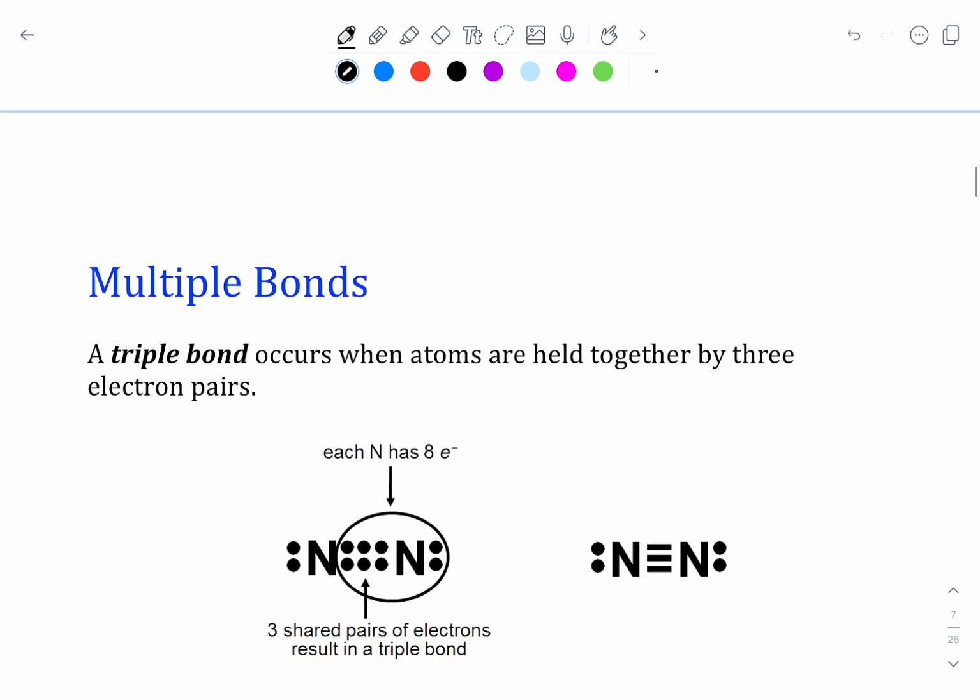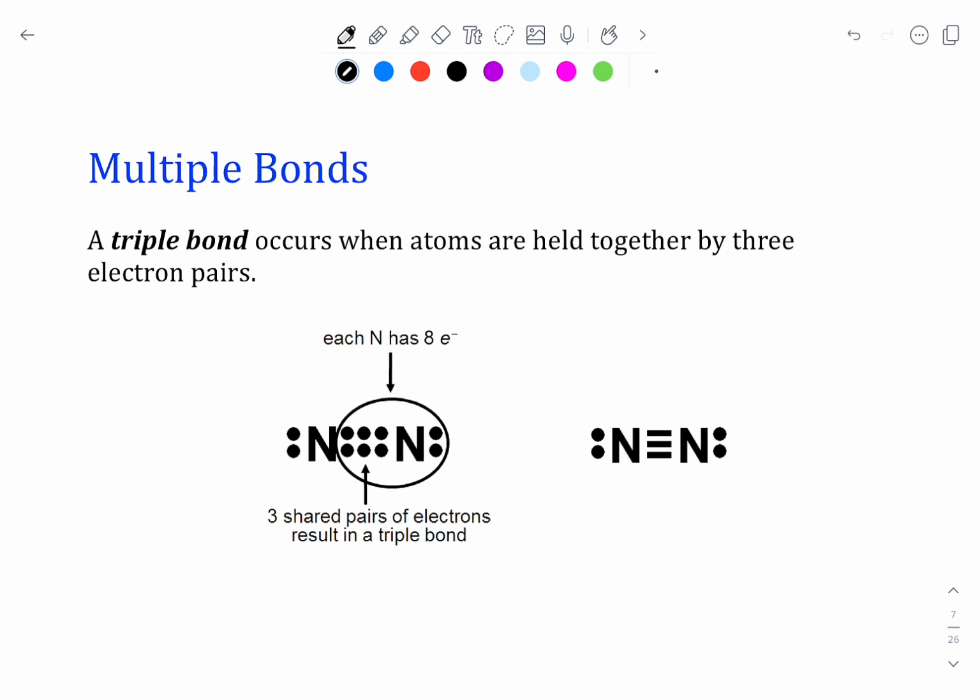Our last type of bond is a triple bond. And a triple bond occurs when atoms are held together by 3 electron pairs. So double was 2, triple is now 3, and that's where we're going to end it. We don't have any quadruple bonds or anything like that. We only go from single, double to triple bonds.